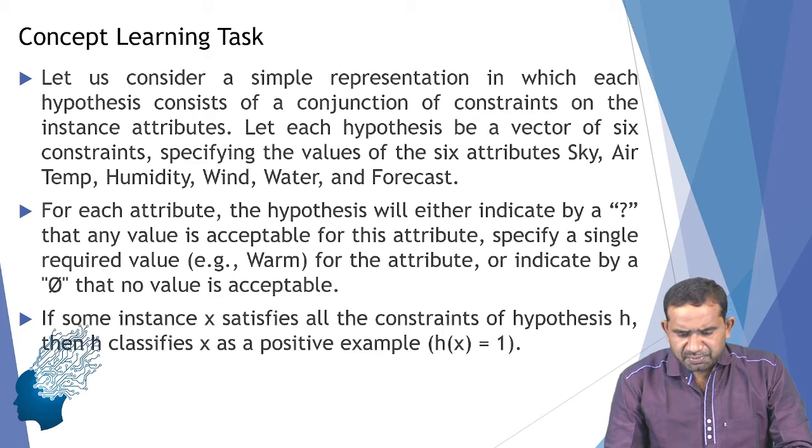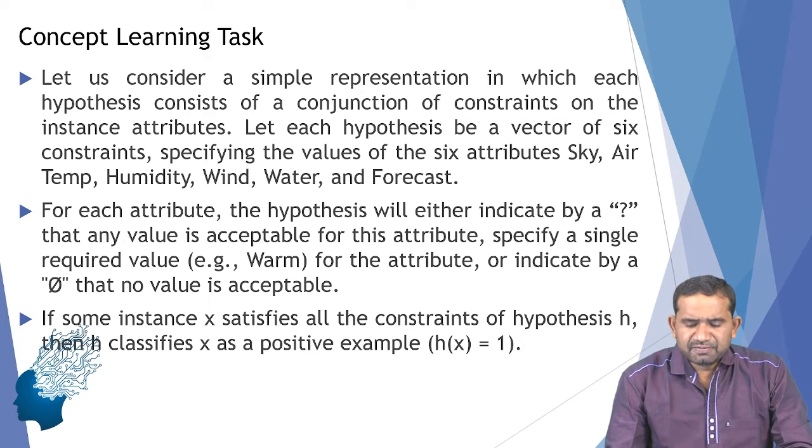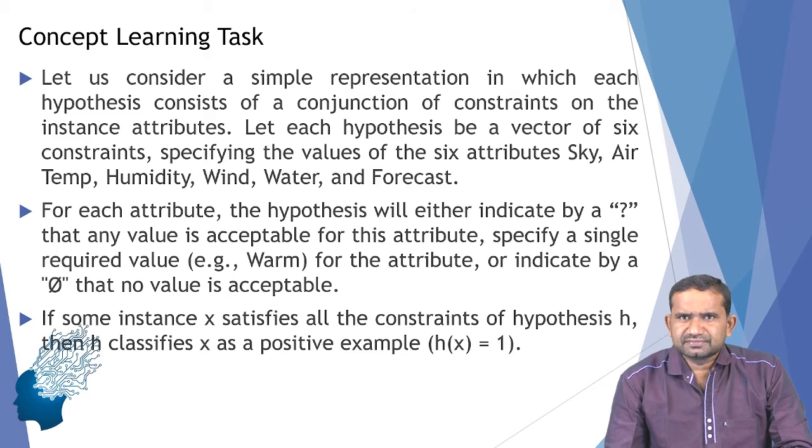For each attribute, the hypothesis will either be indicated by a question mark, meaning any value is acceptable for this attribute, or specify a single required value, for example warm for the attribute, or be indicated by the null symbol, meaning no value is acceptable. Each attribute value can be represented by a question mark or a null value, indicating whether it is accepted or not.